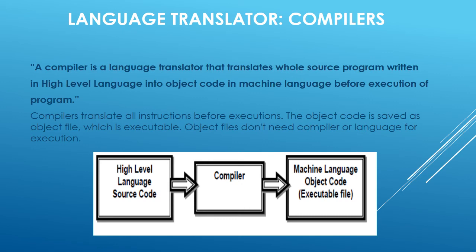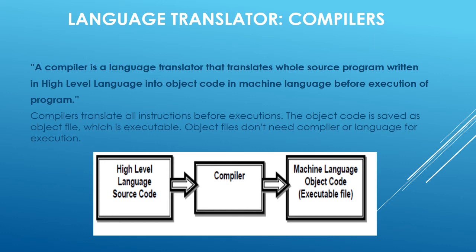Then come to the third language translator, that is the compiler. A compiler is a language translator that translates the whole source program written in high-level language into the object code in machine language before execution of the program. Compiler translates all instructions before execution. The object code is saved as an object file, which is executable. The object file doesn't need the compiler or language for execution.